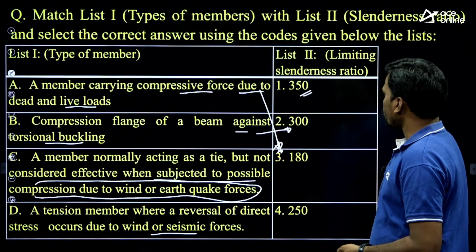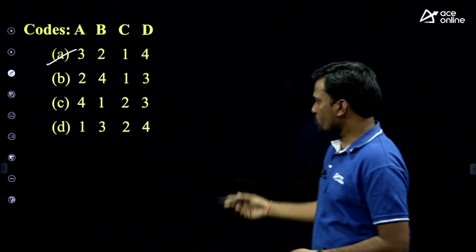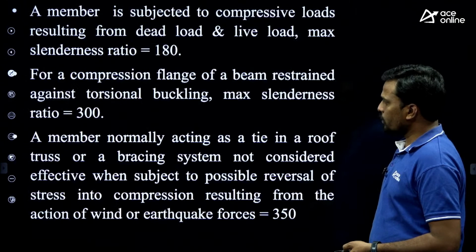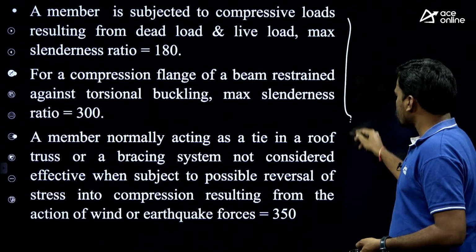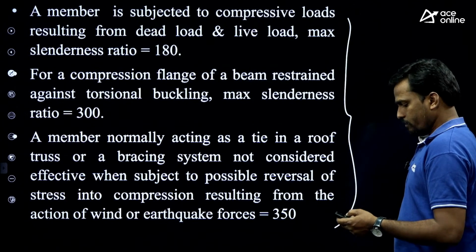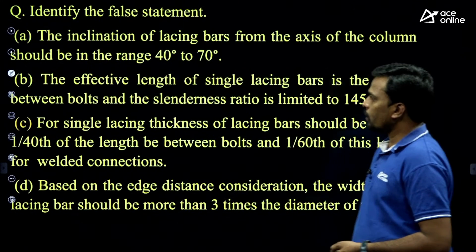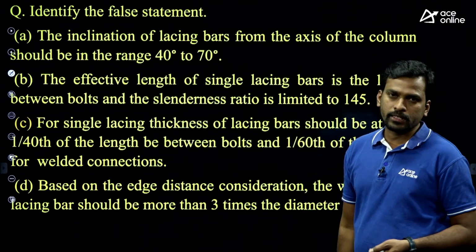So here option A is correct. These are the values I gave, and they are in the code book. I am showing all these points once again. Now next question, and this is a question from compression member, laced column.